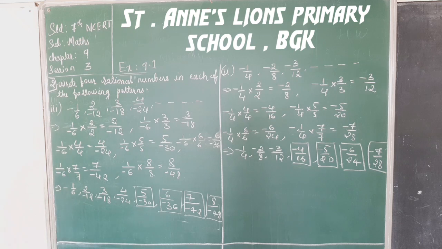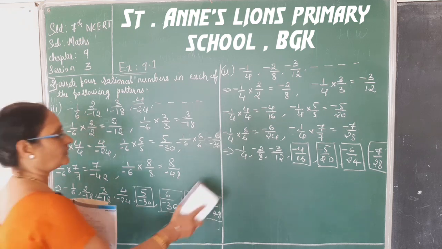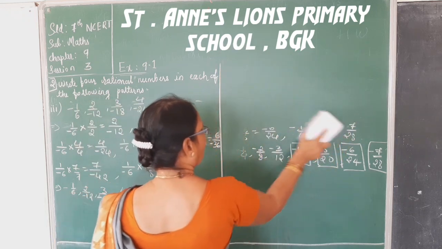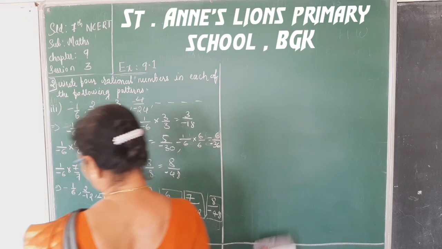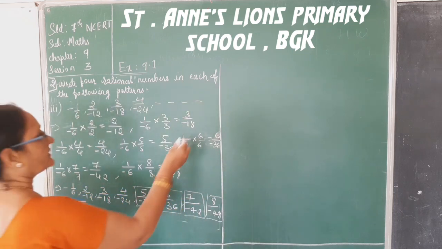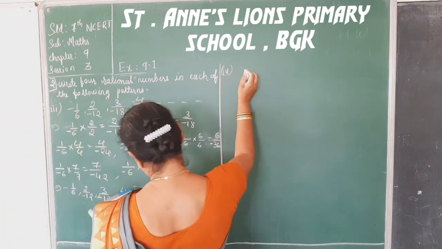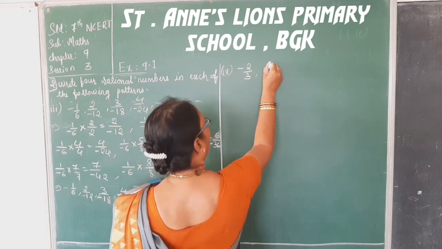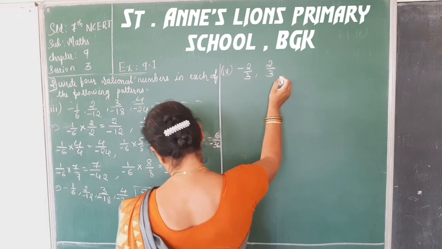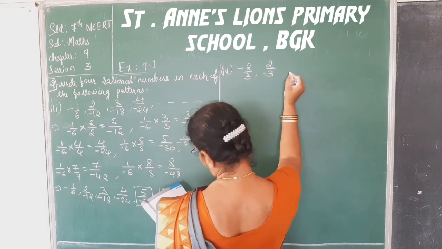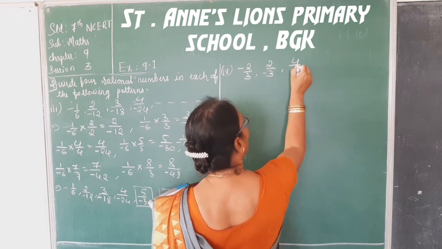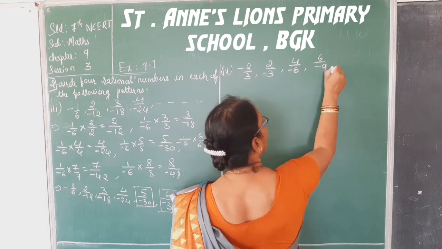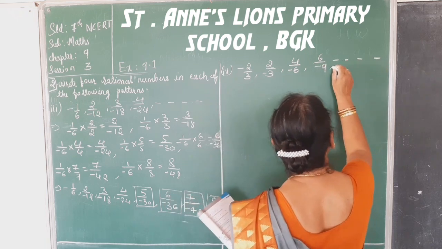Okay, this is the third one. Then in the same way, the fourth one is there. I hope you have all completed this. The fourth one is minus 2 by 3, 2 by minus 3, sorry, 2 by minus 3 here, 4 by minus 6, 6 by minus 9. Next we have to write 4.